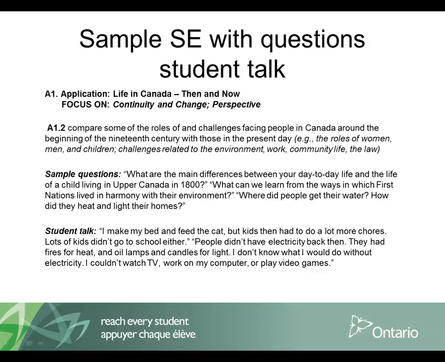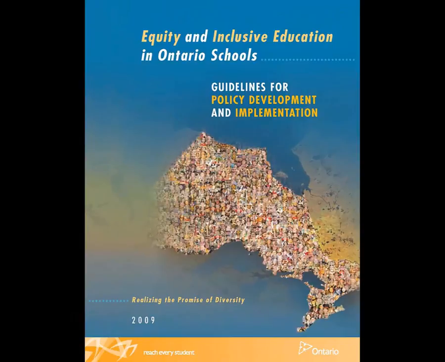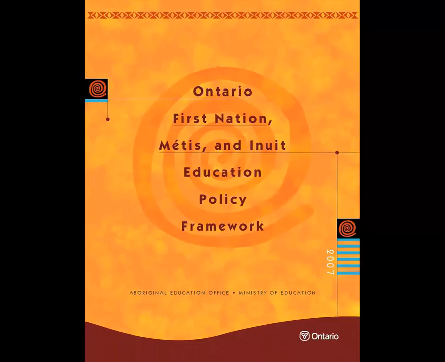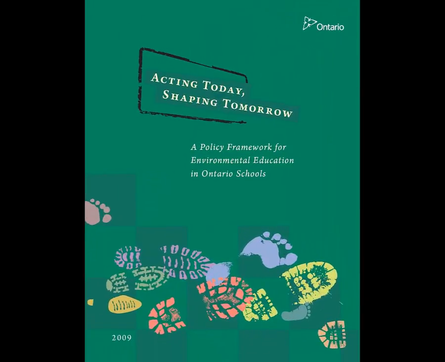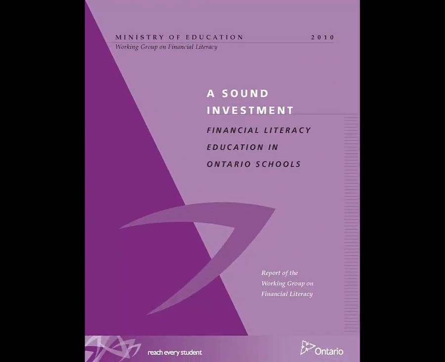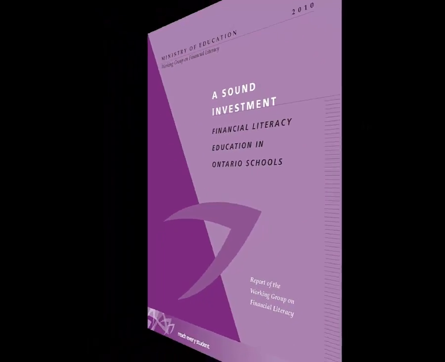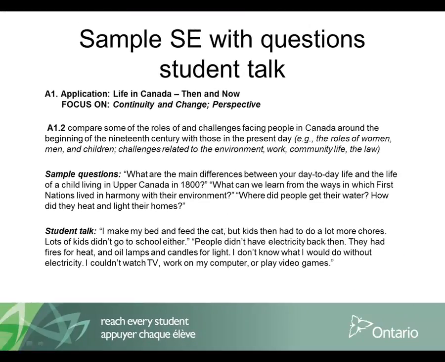All 3 of these items are included to align with government policies and directives such as Realizing the Promise of Diversity, Ontario's Equity and Inclusive Education Strategy, the Ontario First Nation, Métis and Inuit Education Policy Framework, the Policy Framework for Environmental Education, Acting Today, Shaping Tomorrow, and a Sound Investment, Financial Literacy Education in Ontario Schools. The examples, sample questions, and student talk are included in the document as supports, but they are optional. Teachers will use their professional judgment to determine the most effective way of supporting student learning by developing lessons that meet their students' needs.